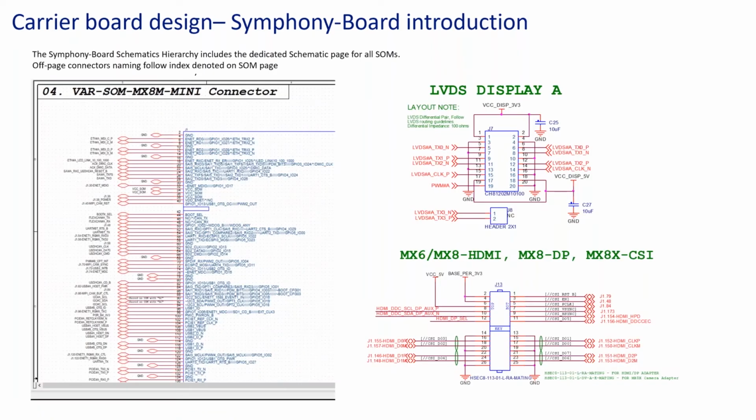Here we see an example of the interfaces which are compatible and partially compatible. For instance, LVDS has the pound symbol in it, so it is compatible across all the SOMs of the family, while HDMI is partially compatible between a few SOMs.